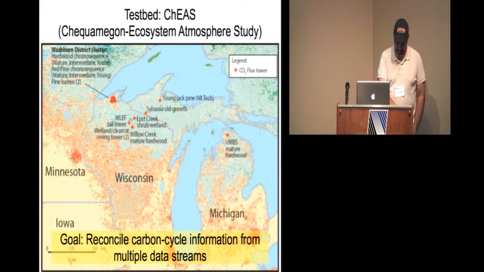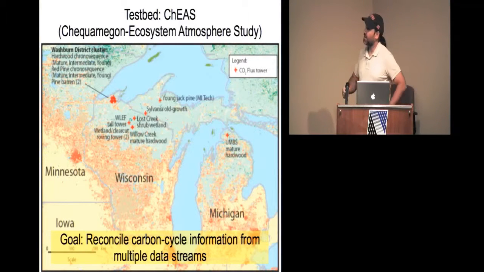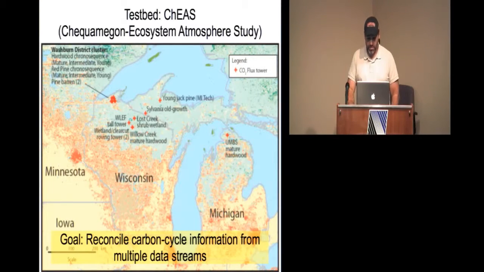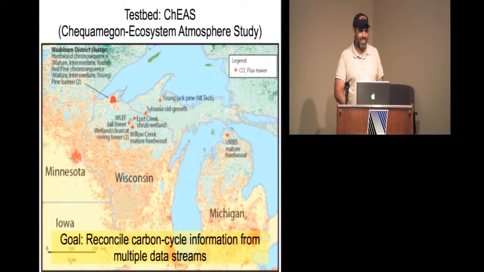To give a quick example of the stuff we're doing, the test bed for where we're developing this right now is a region in northern Wisconsin, the Chequamegon Ecosystem Atmosphere Study, quite appropriately named by a bunch of folks from Wisconsin as CHEESE.